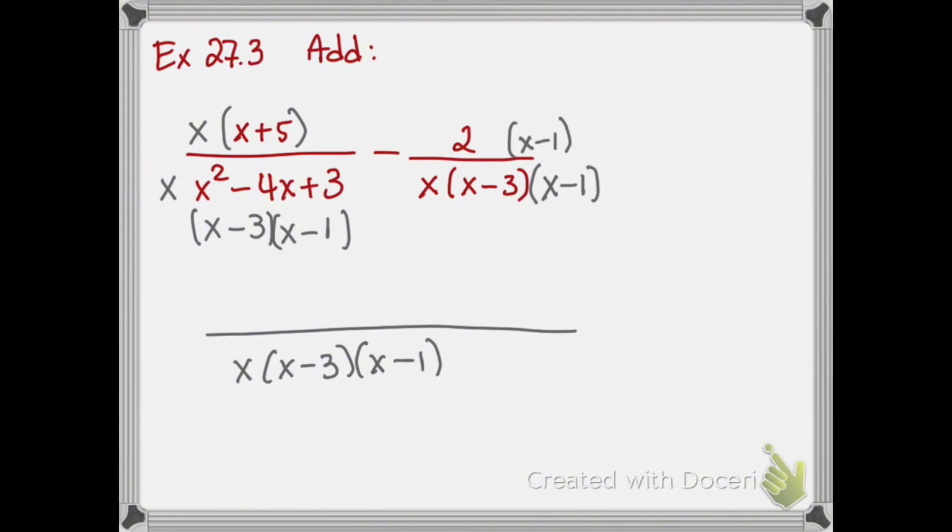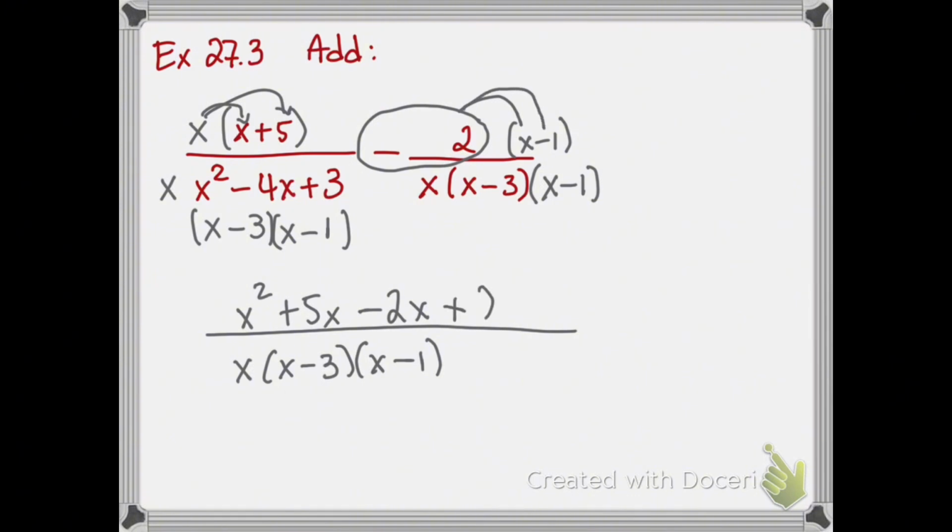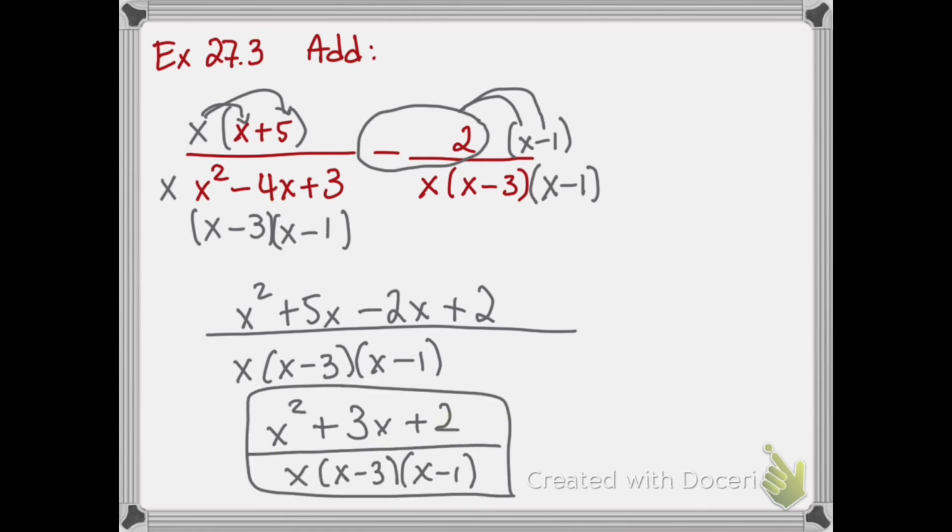When we do distributive property, we get x squared plus 5x. And then we have to multiply the negative 2, don't forget to include the negative, times the x, which is negative 2x. And the negative 2 times the negative 1, which is positive 2. And if we combine like terms, we get x squared plus 3x plus 2 with the same denominator. And that would be our answer.